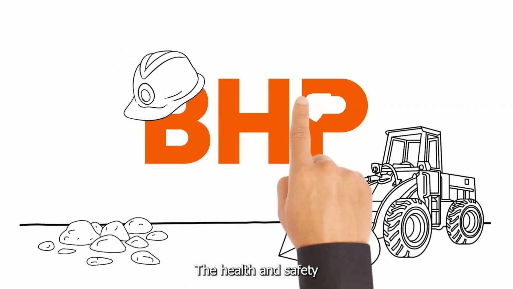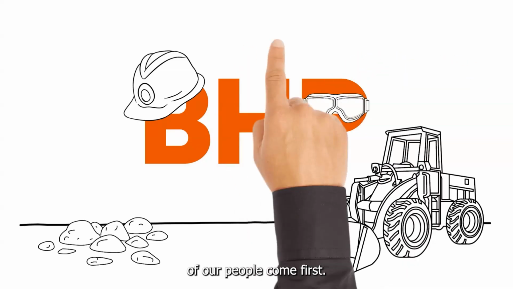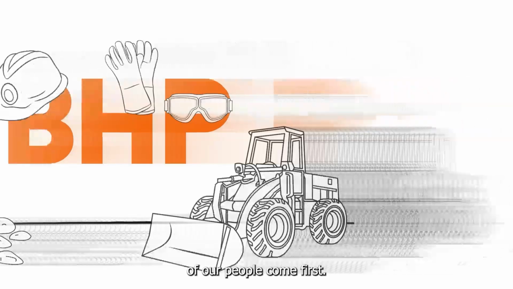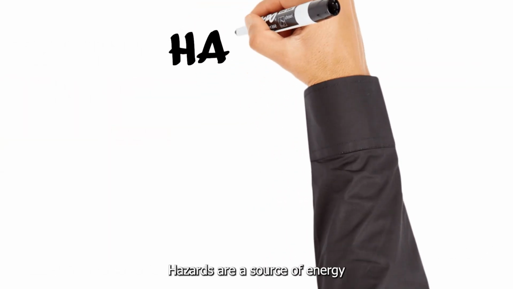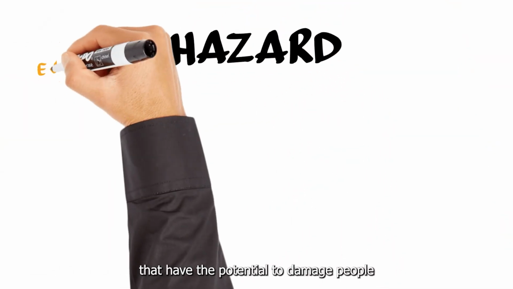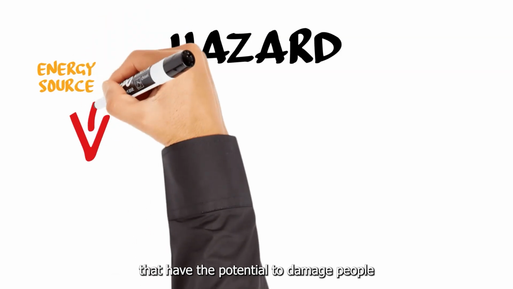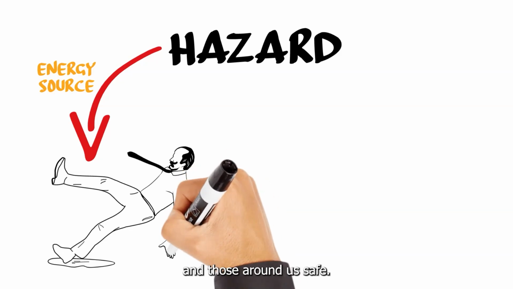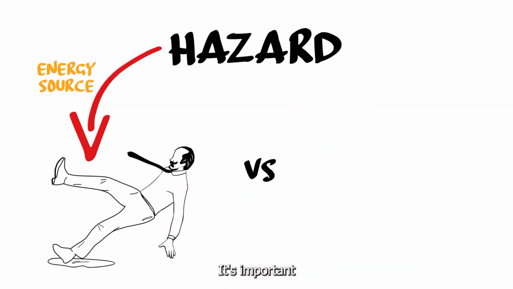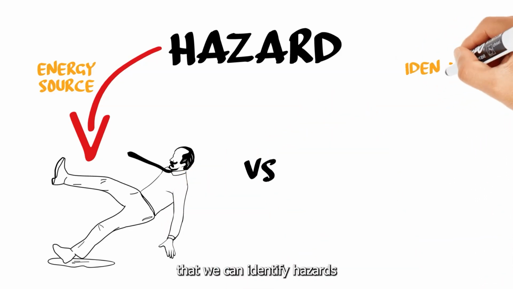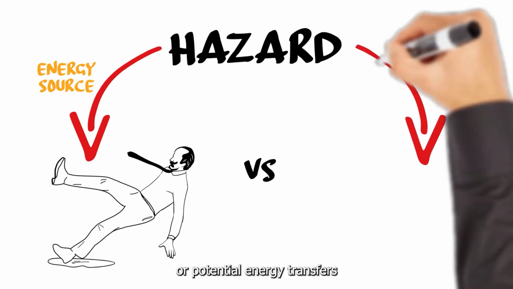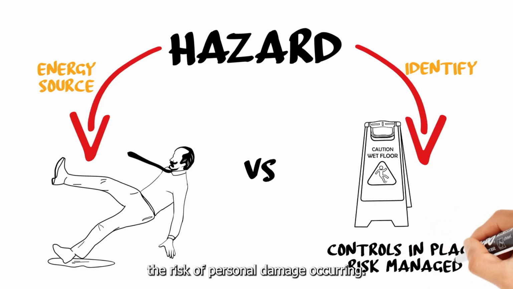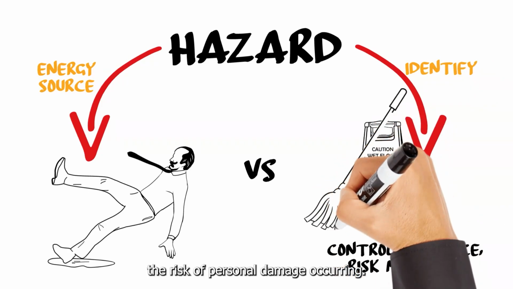BHP, the health and safety of our people come first. Hazards are a source of energy that have the potential to damage people. To keep ourselves and those around us safe, it's important that we can identify hazards or potential energy transfers and then have effective controls in place to manage the risk of personal damage occurring.